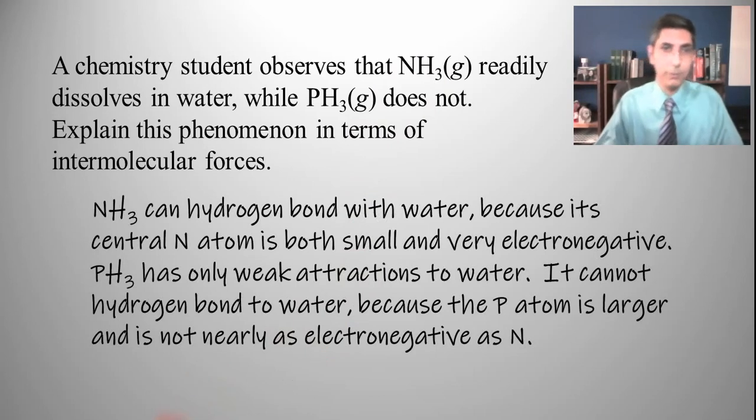So here's the answer. Ammonia, NH3, can actually hydrogen bond with water itself because its central nitrogen atom is both very small and very electronegative. The PH3 only has relatively weak attractions to water, so it can't hydrogen bond to water because the phosphorus atom is larger and it's not nearly as electronegative as that nitrogen is.